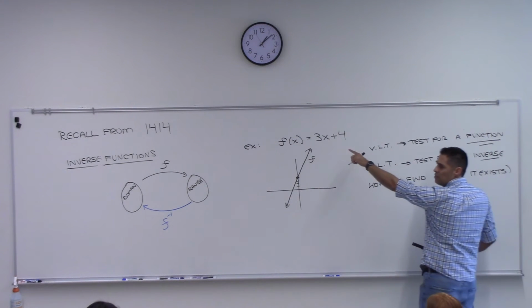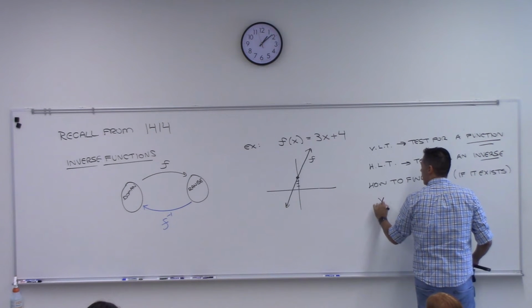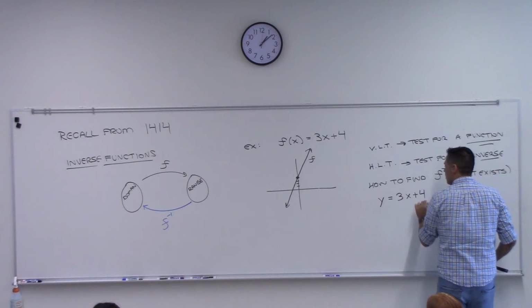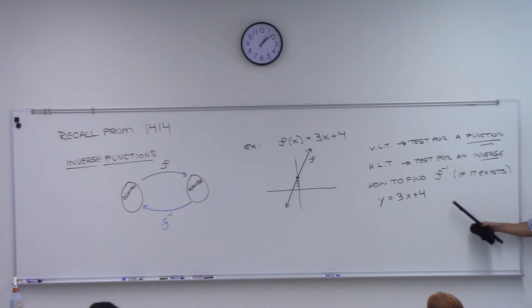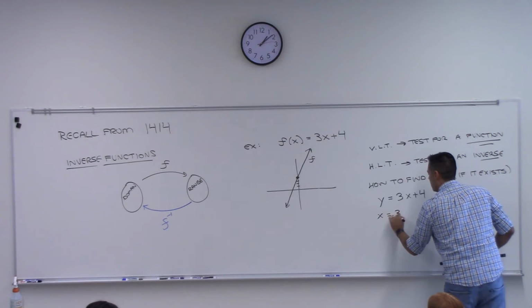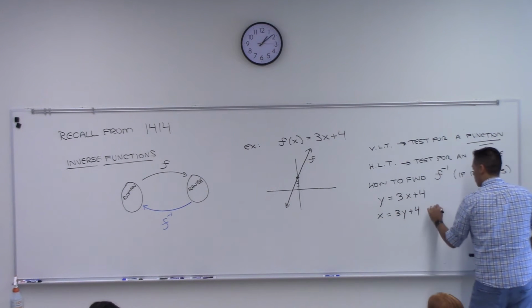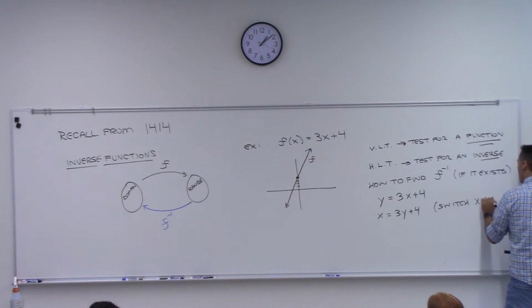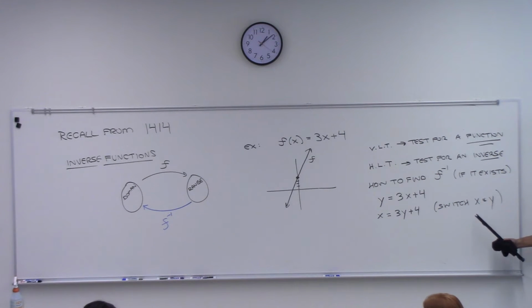What you do is you take the original function and replace the f of x with y. Tell me when this starts to look familiar. You switch x and y. Everywhere you see an x, you put a y, and everywhere you see a y, you put an x. So I put x equals 3y plus 4. What did I do there? I switched x and y.